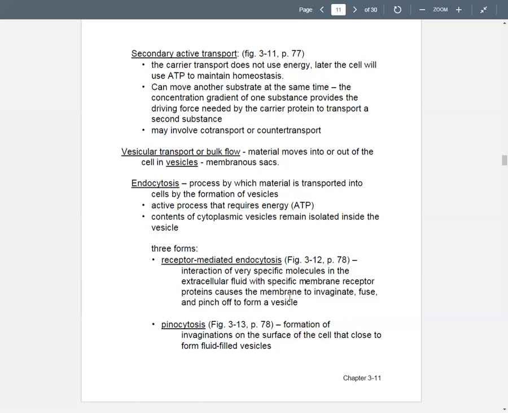All right, so basically the contents of these vesicles, they take material from outside the cell and bring it into the cell, and stay inside the vesicle. So it's three different types.